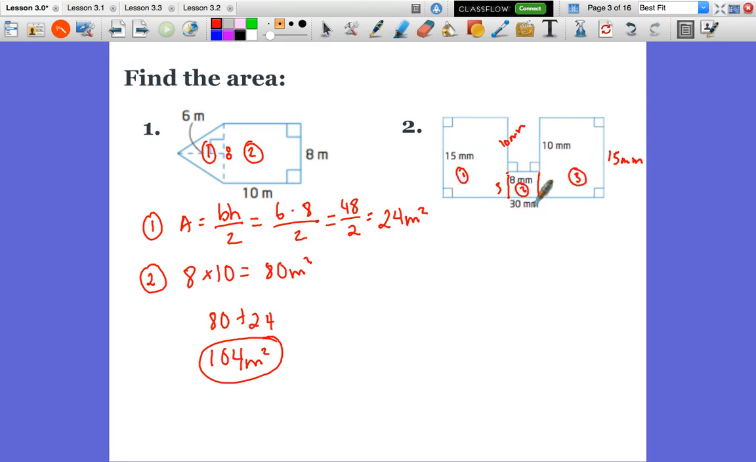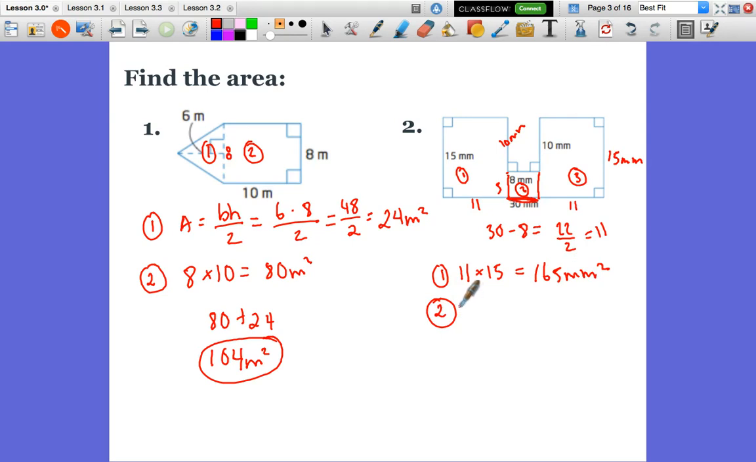So let's see. This whole thing is 30. This little part is 8, just from here to here. So if I do 30 minus 8, that gives me 22. And then I'm going to have to split it up into 2 parts. So this will be 11 and this will be 11. So to find number 1, I'm going to do 11 times 15, which gives me, oh no, can I do that in my head? 165 millimeters squared.